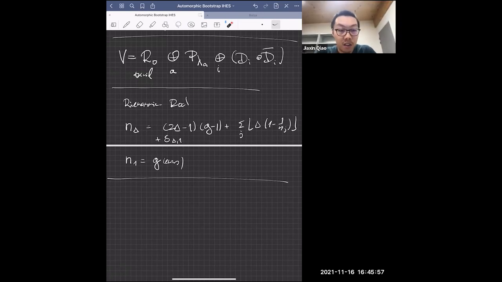I have a question. Since the inner product here is different from the radial quantization inner product in one dimensional CFT, is there some analog of a unitarity bound on delta or lambda?